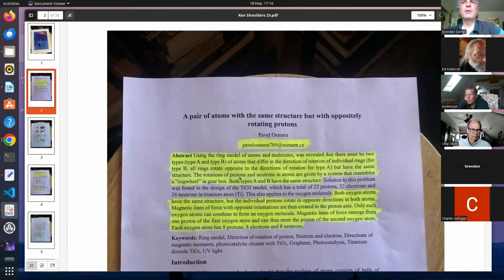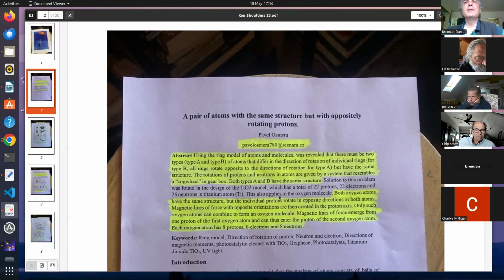The rotations of protons and neutrons in atoms are given by a system that resembles a cogwheel in a gearbox. Both types A and B have the same structure. The solution to this problem was found in the design of the titanium dioxide, TiO2 model, which has a total of 22 protons, 22 electrons, and 26 neutrons in the titanium atom Ti.